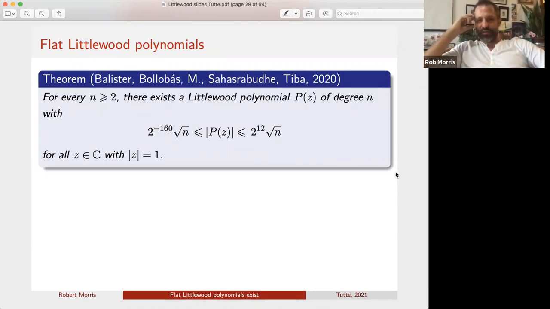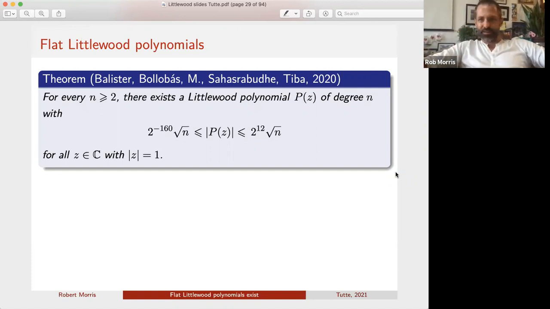So we proved there exist flat Littlewood polynomials. And note that the constant in the lower bound is quite a lot worse than the constant in the upper bound, reflecting the fact that the hard part of the theorem is proving the lower bound. So the difficult thing is to find polynomials that avoid the origin. The upper bound doesn't quite come for free, but it's certainly much easier.